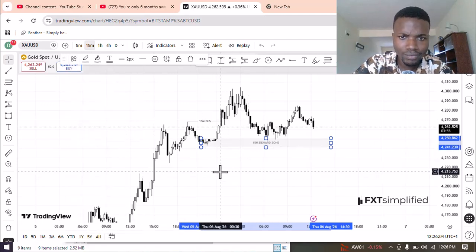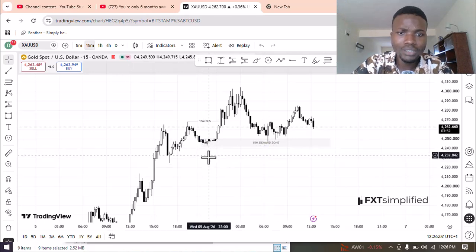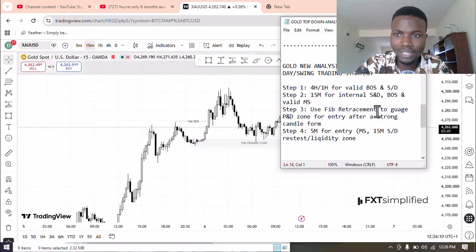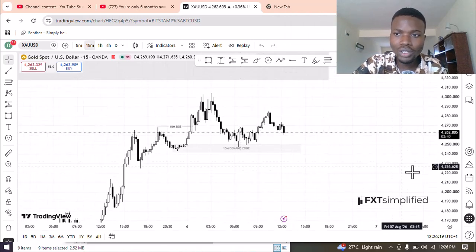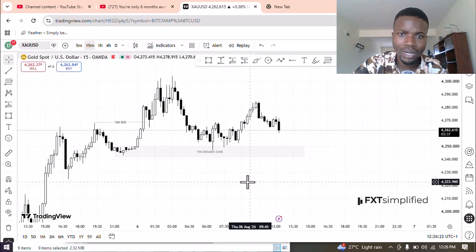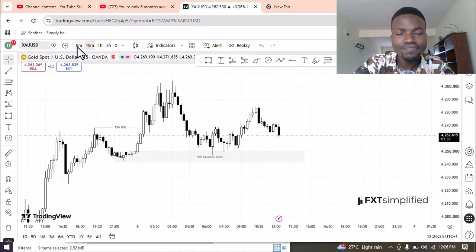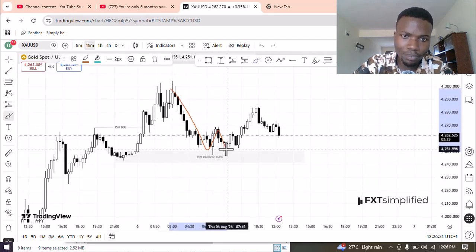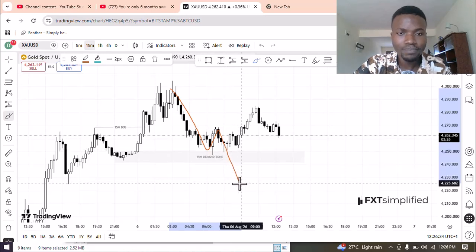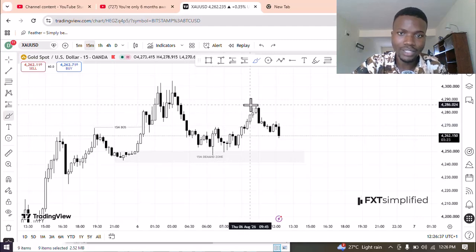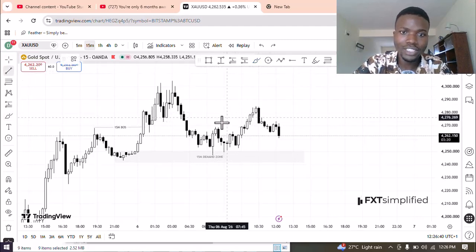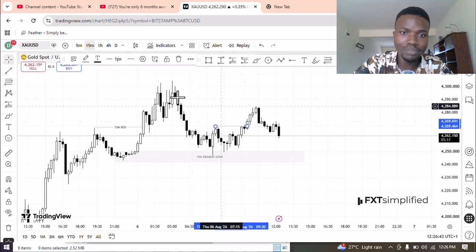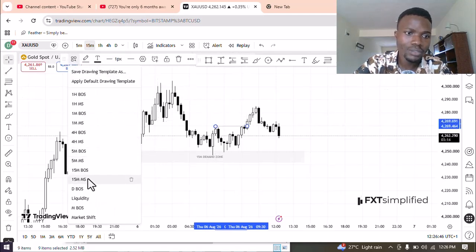Since this is my 15-minute demand zone, what is the next thing in my trading plan? I have already marked out my BOS and my demand zone, so I want to see valid market shift. On this 15 minutes time frame, I see that price was making a series of lower lows, lower highs, and this is where price failed to continue pushing to the downside. So this is my last lower high. Where is my market shift? My market shift is this high right there.